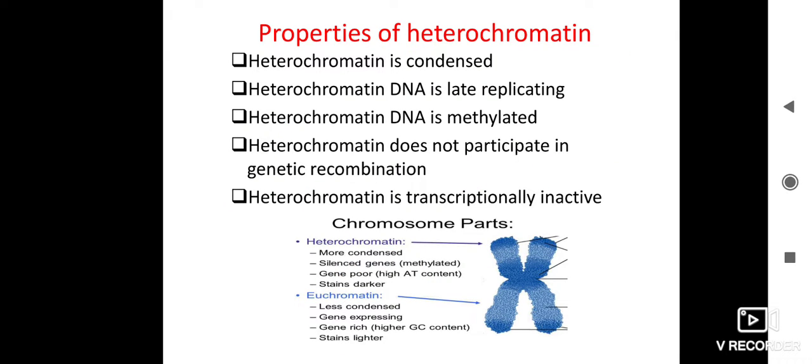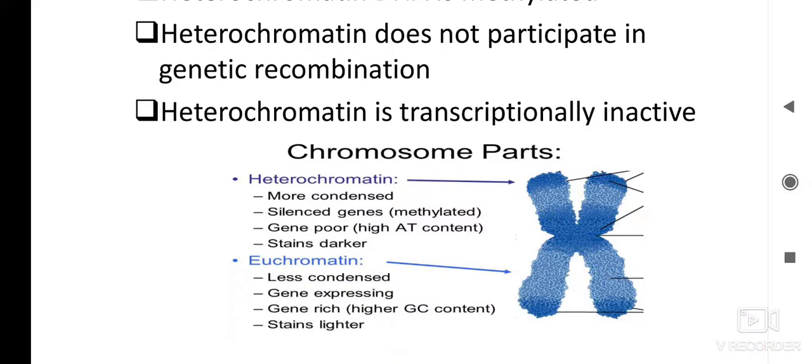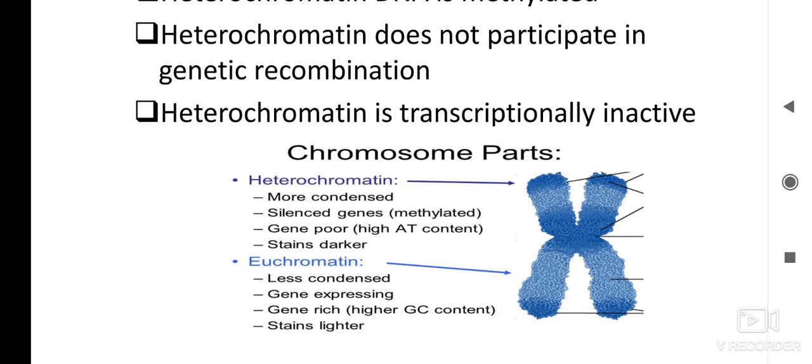Properties of heterochromatin. Heterochromatin is condensed. Heterochromatin DNA is late replicating. Heterochromatin DNA is methylated. Heterochromatin does not participate in genetic recombination. Heterochromatin is transcriptionally inactive. This is the chromosome. This condensed and tightly packed nucleosome part is heterochromatin. The loosely packed nucleosome part is euchromatin.